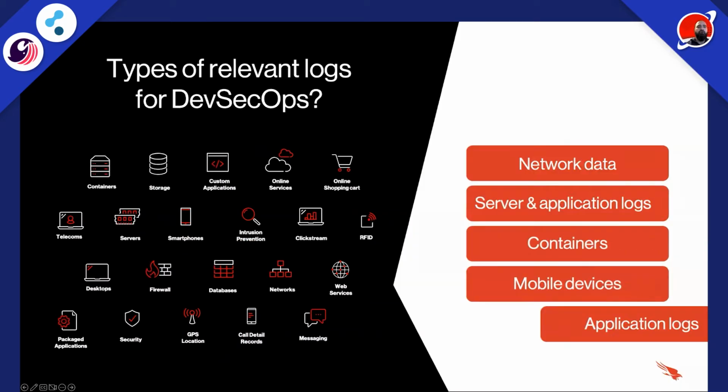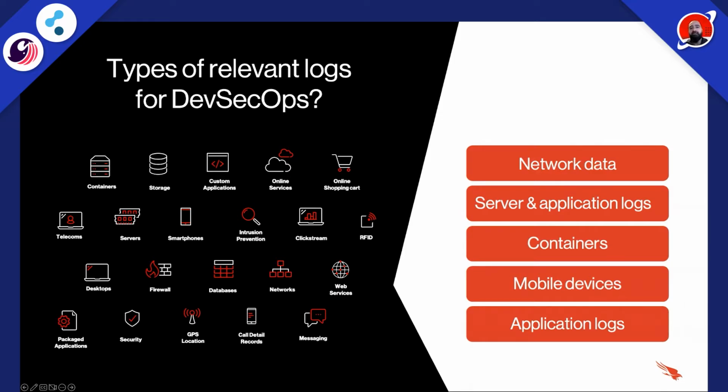Now let's go into a bit more detail and talk about some of the logs which are relevant for DevSecOps. In this example, on the left-hand side, we've got many different areas of IT which would generate data, and some of these are much more relevant to DevSecOps than others. On the right-hand side, we've got the more relevant ones, like network data. As we interact with mobile apps, web apps, and websites, we generate a lot of network traffic, and network routers or switches and so on can generate lots of data.